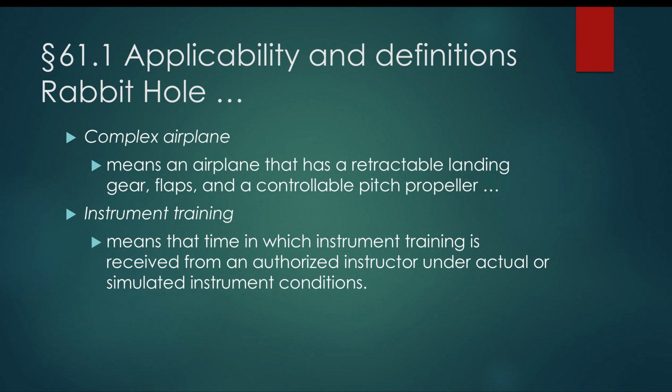Okay, part 61.1 defines a complex airplane. That is an airplane that has retractable landing gear, flaps, and a controllable pitch propeller. There's a few other stipulations there. Those are just the most common complex aircraft.